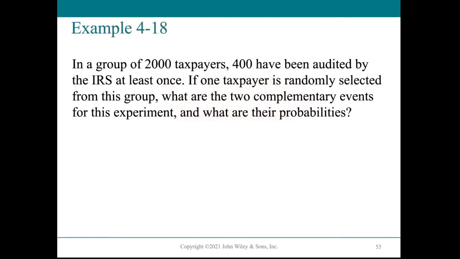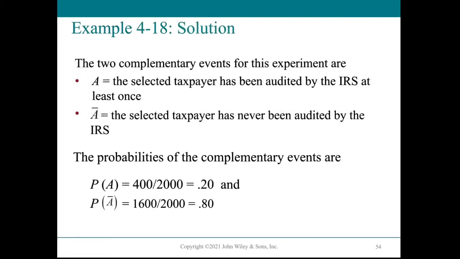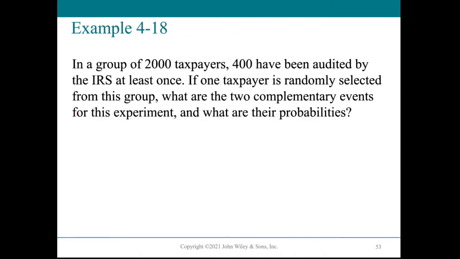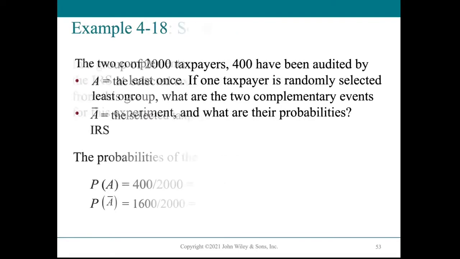So here, let's look at another example. In a group of 2,000 taxpayers, 400 have been audited by the IRS at least once. If one taxpayer is randomly selected from this group, what are the two complementary events for this experiment and what are their probabilities? So here we define A, which is the taxpayer that has been audited by the IRS at least once, and the rest of the possible outcomes, which is A bar, the selected taxpayer has never been audited by the IRS. So we have 2,000 taxpayers, 400 have been audited at least once.